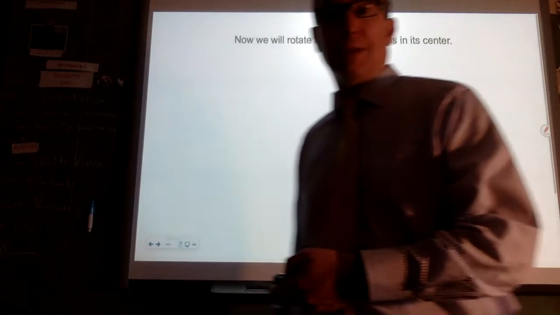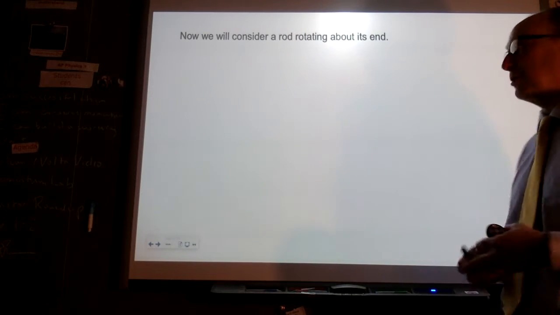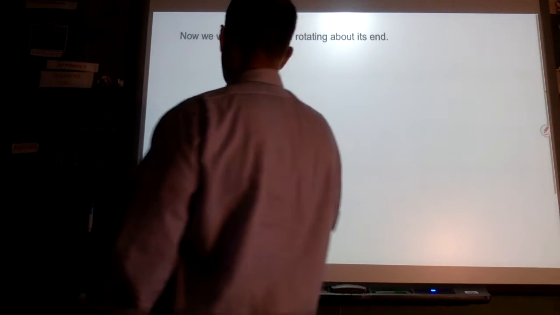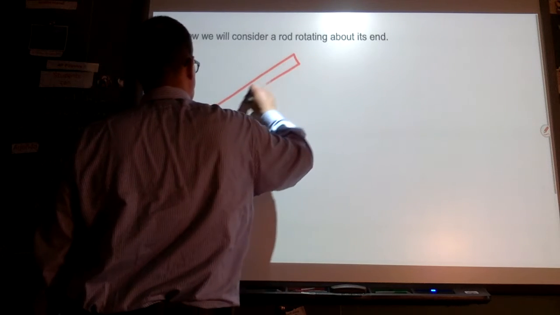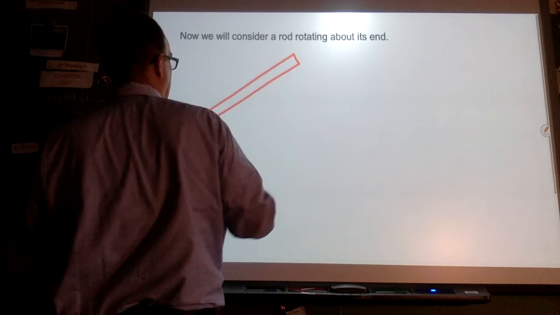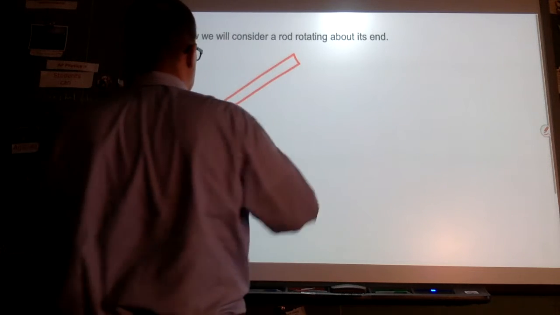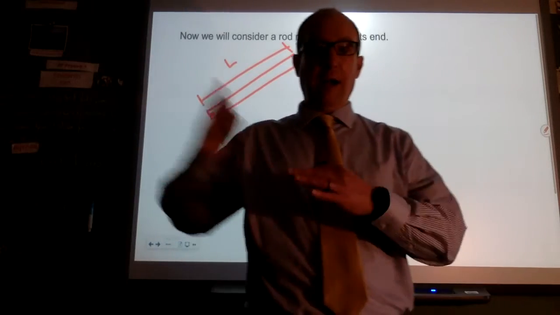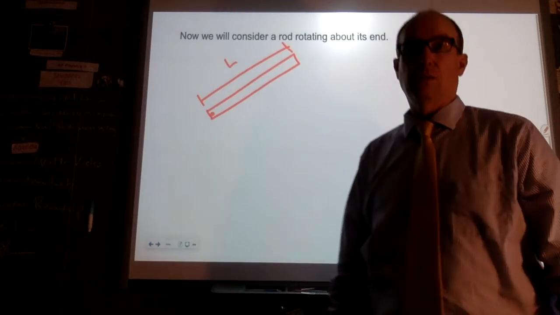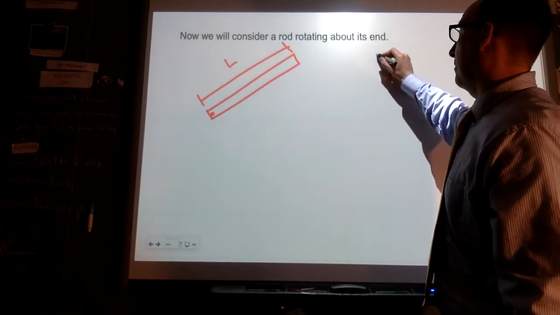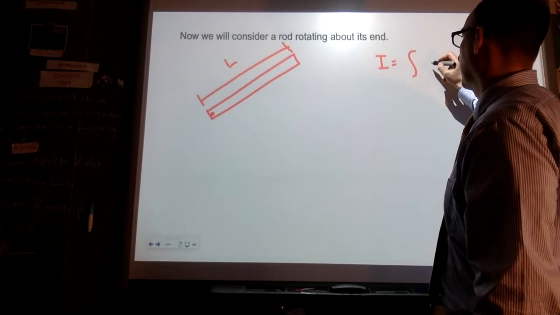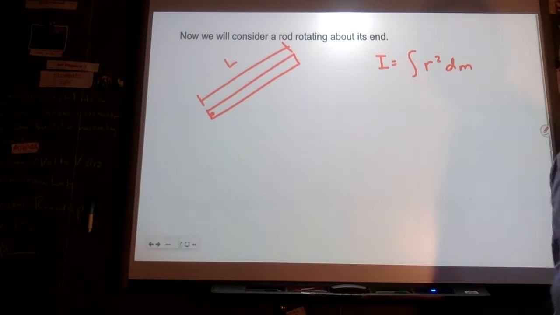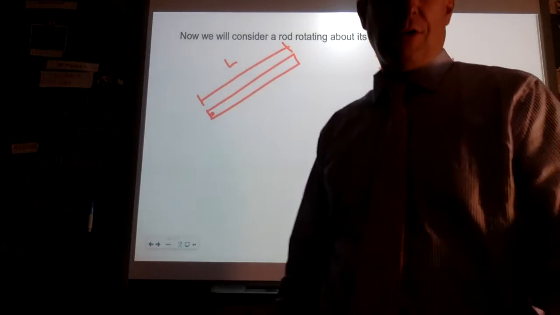All right, let's go back because this is the order that it is in your notes. Now we're going to look at a rod that is rotating about its end. So there's my axis, and when we do a rod, we call how far it goes L. And so I'm going to start with my generic integral, which is going to be R squared dm. So R squared dm.